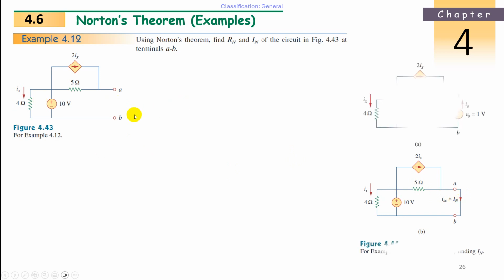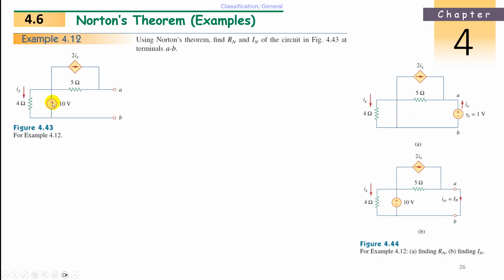Now let's find it. First, apply a voltage source V0, 1 volt, across these A and B terminals. Then we can find the R Thevenin or R Norton. Then we remove the independent voltage source, because we have to remove it when finding the equivalent resistance. The dependent current source will stay as it is. Then it will look like this.